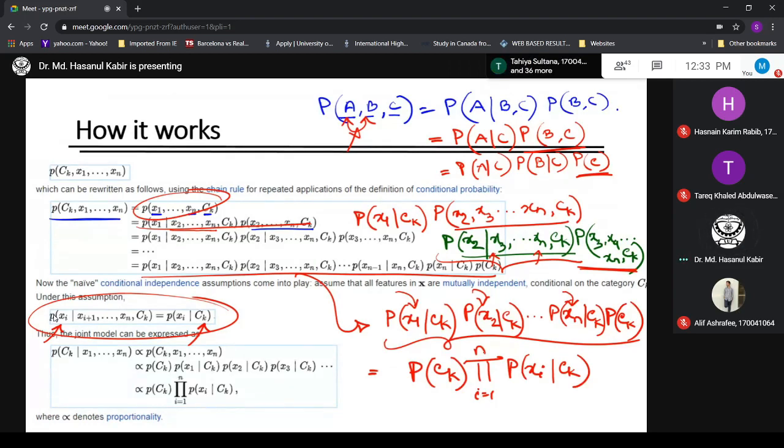Is it clear? Sir, I did not get the last part, sir. Which last part? This one? Yes, sir. How did we come here? Oh, this pi symbol, this is the product symbol, right? Yes, sir. So probability of x1 given class multiplied by probability of x2 given class multiplied by probability of x3 given class. That means all these things are being multiplied together. That's why we have probability of xi given class. It is clear. Yes, sir. It's clear. Okay.